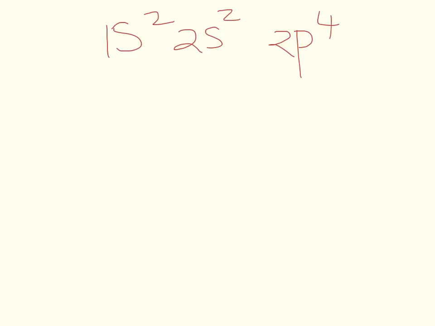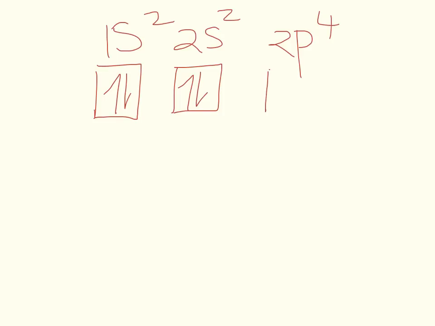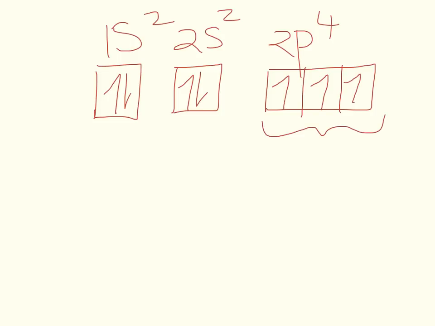So if you were to represent this as boxes, 1s, 2s, 2 electrons, and 2p represented as a combination of 3. So clockwise, completely filled. So the set gets half filled first, and then pairing up starts. Okay, so there are 4 electrons in this orbital.